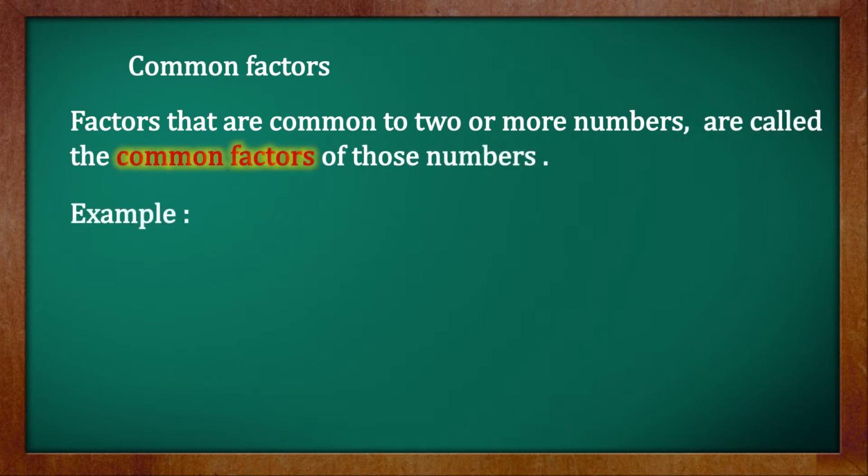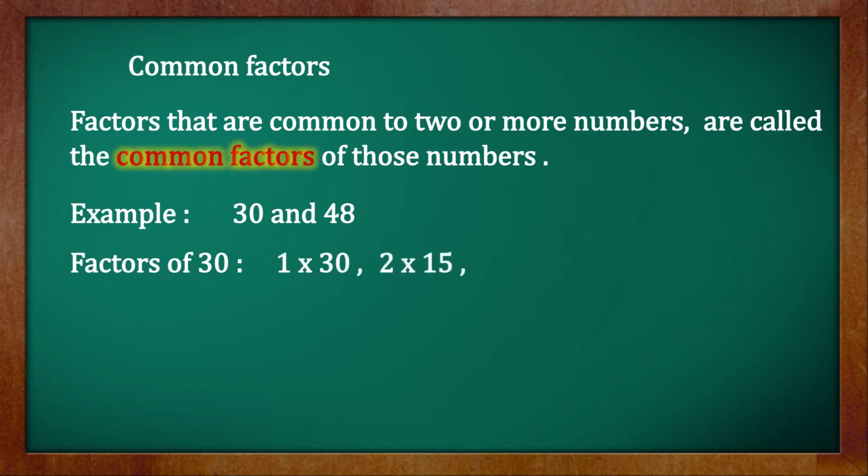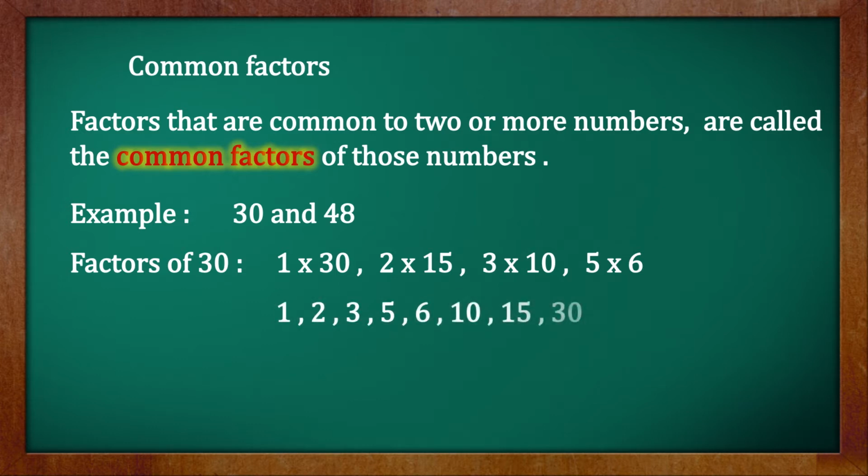For example, consider the numbers 30 and 48. In order to find the factors of 30, you will write the pairs of numbers that give 30 as their product. And they are 1 into 30, 2 into 15, 3 into 10 and 5 into 6. Hence, the factors of 30 are 1, 2, 3, 5, 6, 10, 15 and 30.